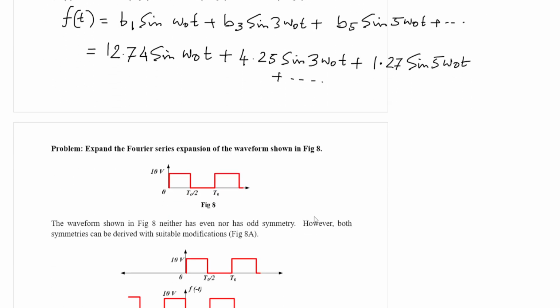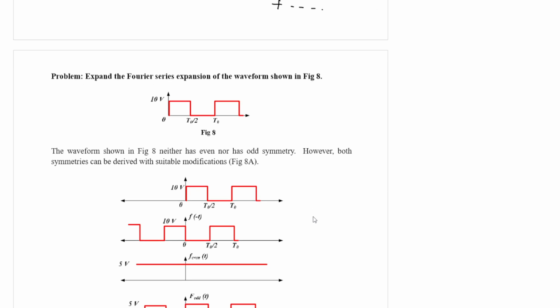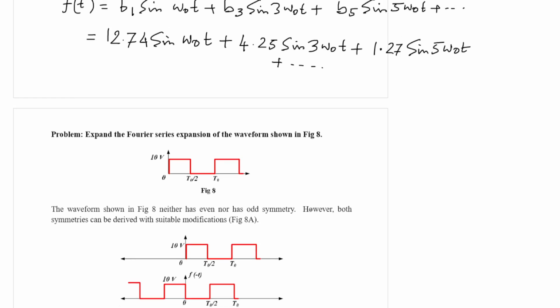Now let us proceed to the next problem. Now it is again another important problem. And now we have this Fourier series. This chapter is mainly focused on the periodic waveform.